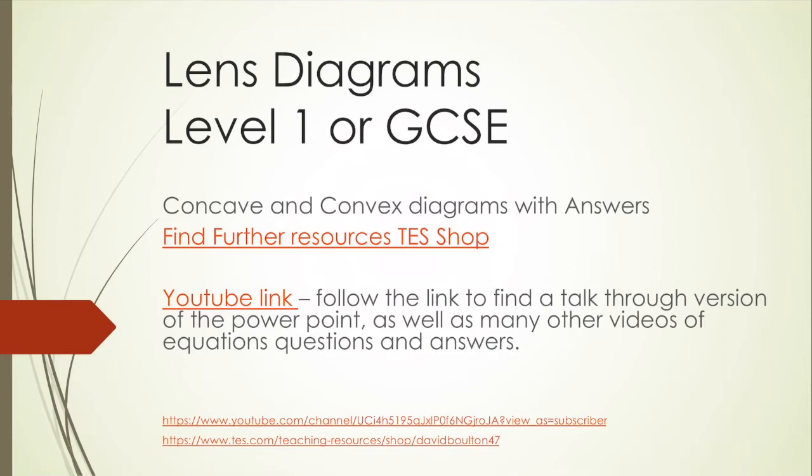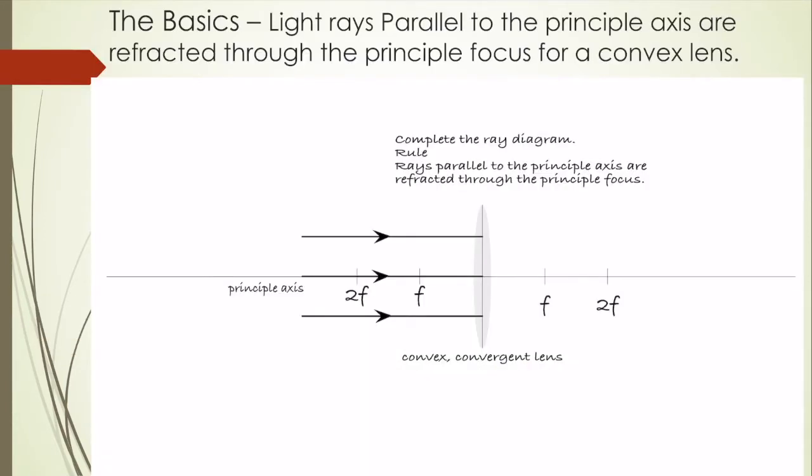So the basics: light rays parallel to the principal axis are refracted through the principal focus for a convex lens. So to complete the diagram, we need to draw those lines through the focal point F, and they go through like so. The one at the top, that's parallel to the principal axis, goes through like so, and remember to put an arrow on the end. The one at the bottom will go through like so.